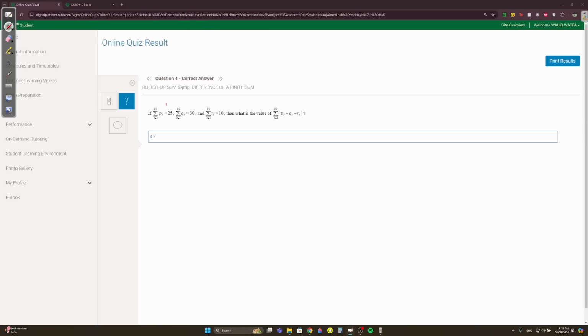You have sigma p is 25, sigma q is 30, sigma r is 10. What's sigma of p plus q minus r? p plus q is 25 plus 30, minus r is 10. You get 55 minus that, yeah, 45.